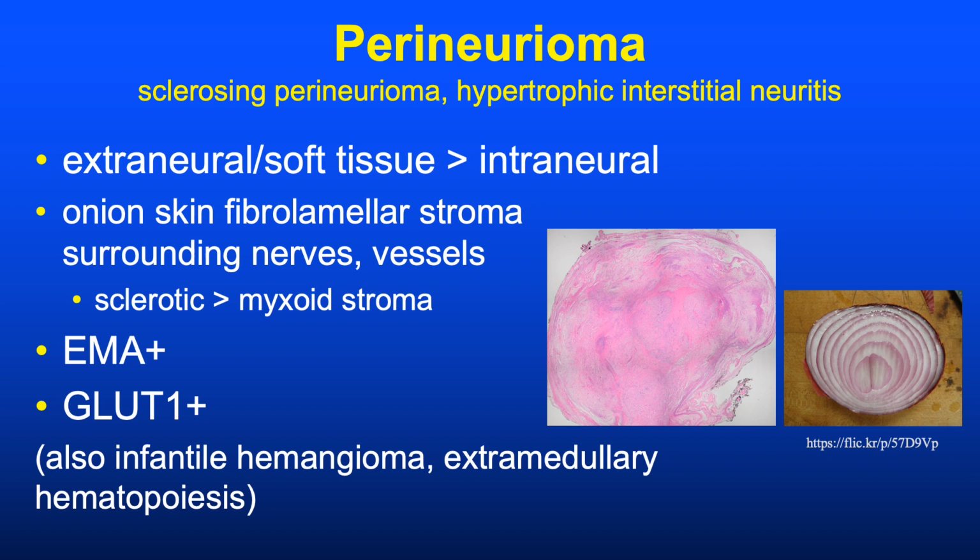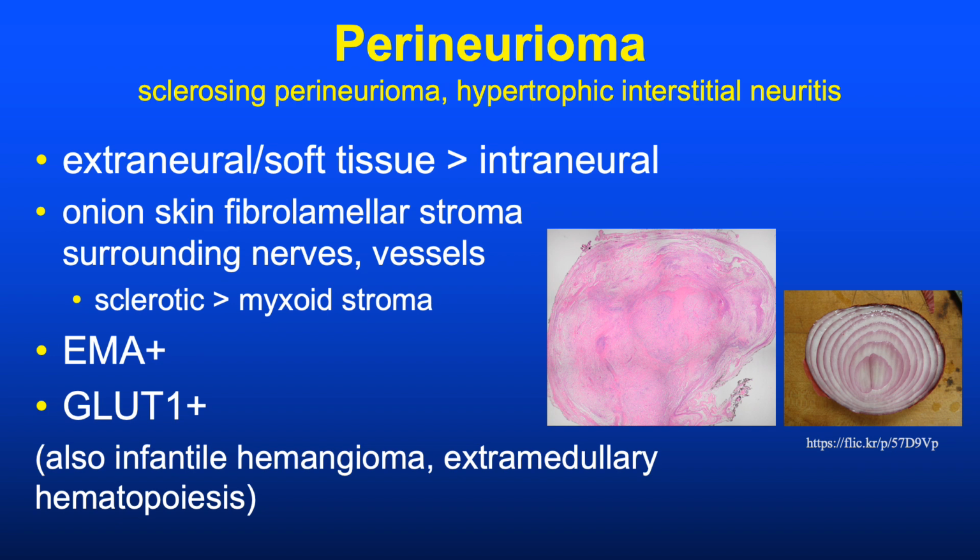Perineurioma is a benign tumor that may arise within a nerve, but more commonly arises extraneurally within the soft tissue, where we might see it involving the skin. There's a characteristic onion skin fibrolamellar stroma associated with nerves and vessels, and the immunophenotype is distinctive. EMA positive, like meningioma and meningothelial hamartoma, and also GLUT1 positive.